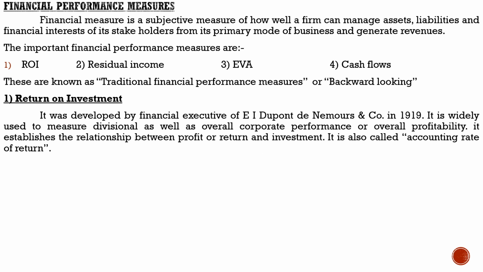ROI is widely used to measure the divisional as well as overall corporate performance. ROI was developed by a financial executive of E.I. DuPont de Nemours and Company in 1919. It considers the level of investment along with the income generated from that particular investment. When a firm invests money in a business, it naturally expects adequate return on its investment. Therefore, the firm wants to know how much profit it is earning on its investment. It is for knowing this that ROI is computed.